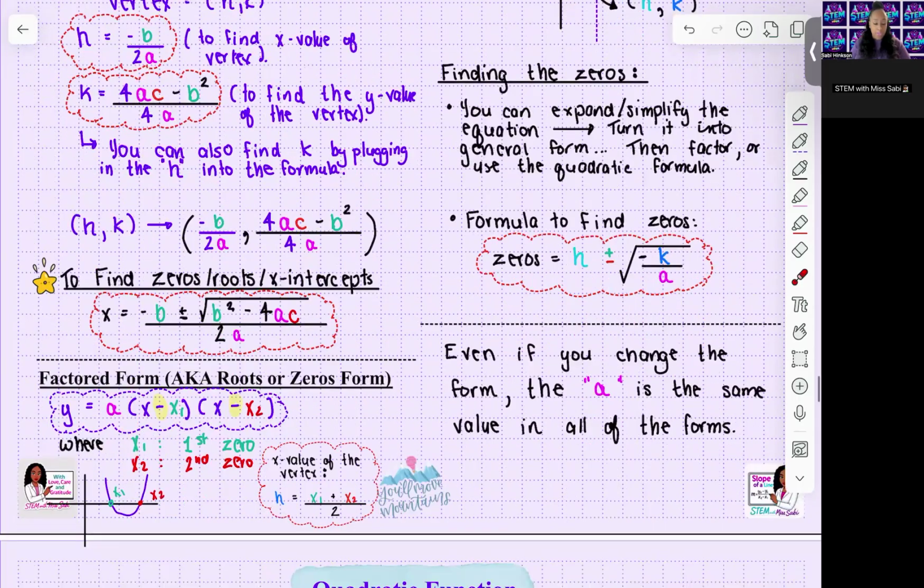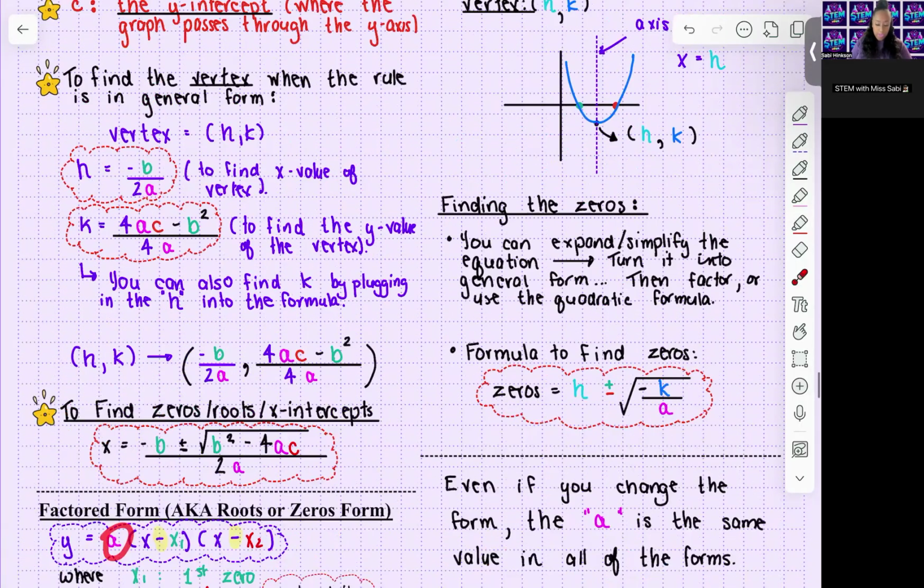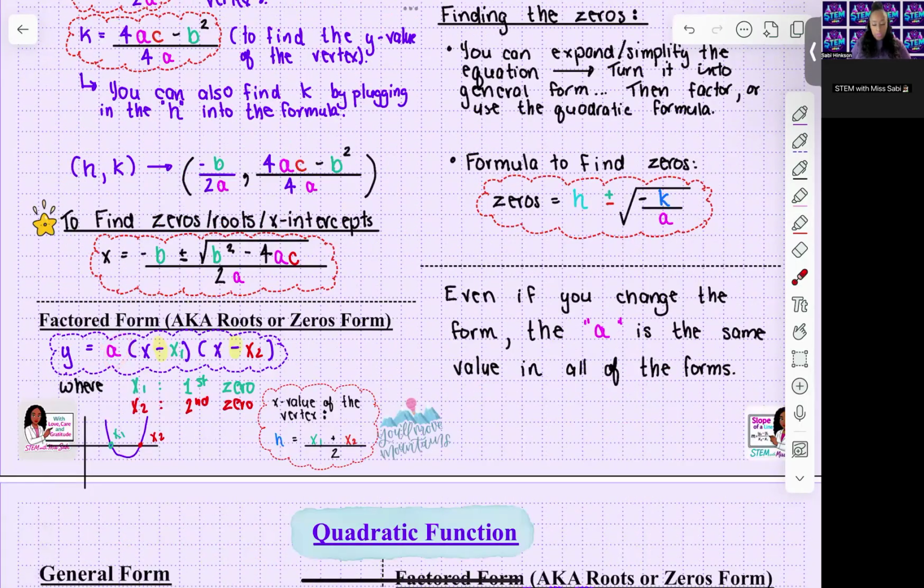You have the factored form, again with that same A that we see over here in the general form, right? The factored form gives you the zeros of the graph. So where does this graph pass through the x-axis? In other words, when y is 0, well, that's what this form tells you.